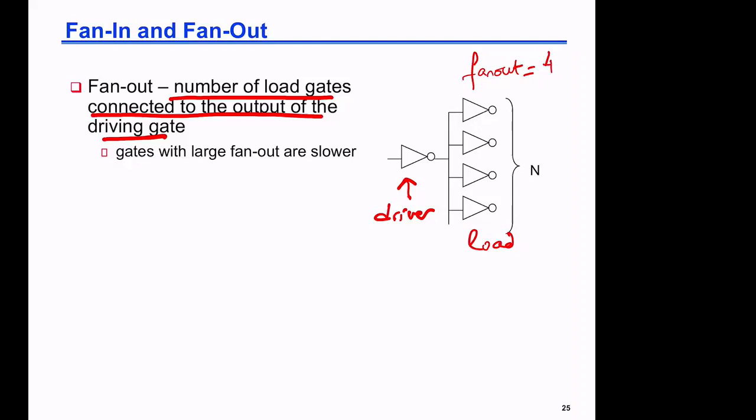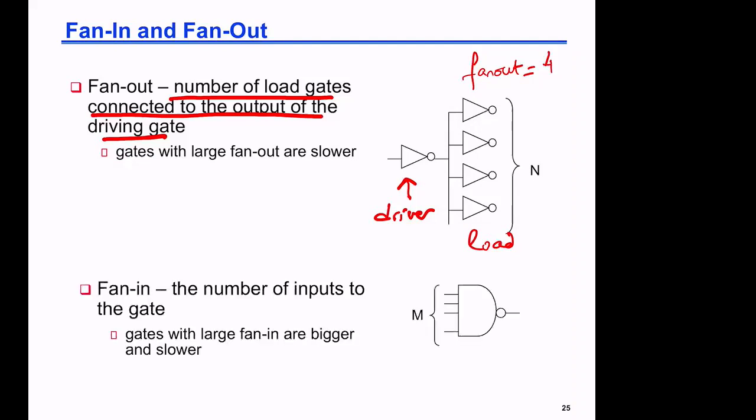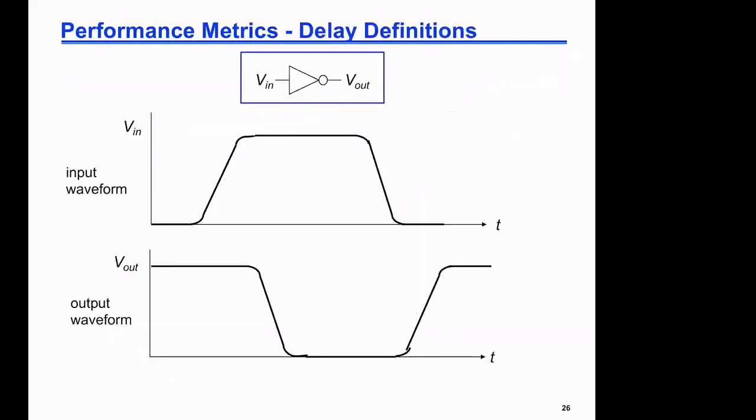And then we will look at another definition, which is the fan in. The fan in is the number of inputs to my gate. Typically, if my gate has a large fan in, it will be bigger and slower. So if the load is large, it will slow me. And if I am designed to have large inputs, I will be bigger, and therefore I am not very much preferred. So that's why in design they define limits for the fan in and fan out.